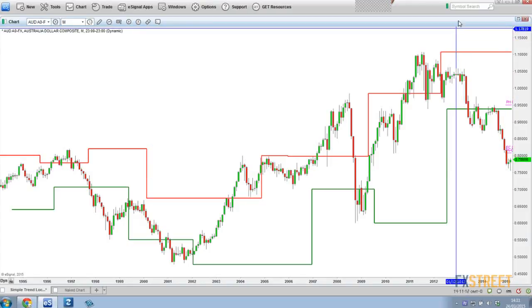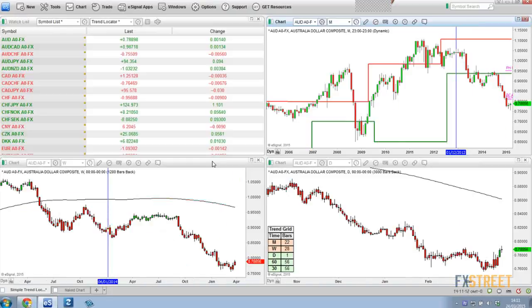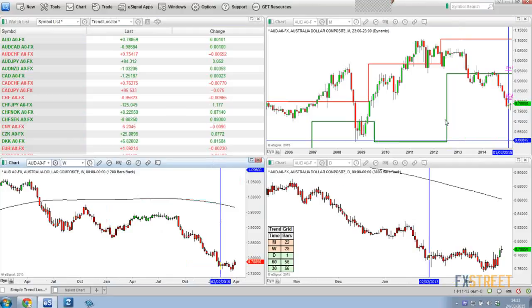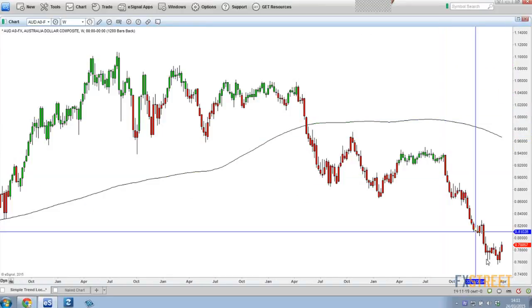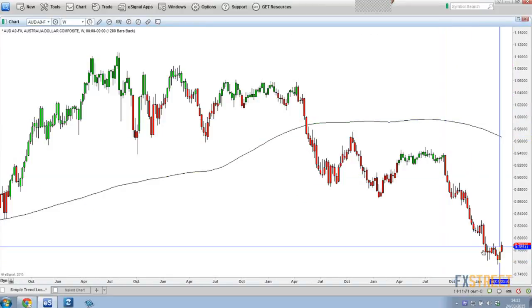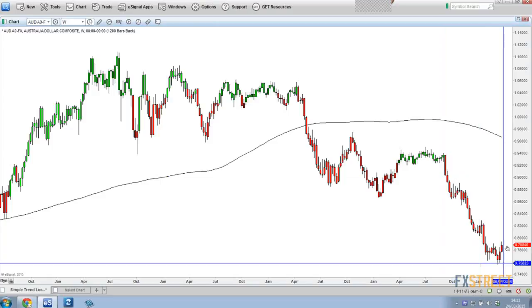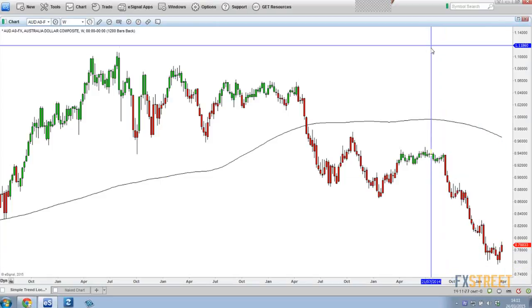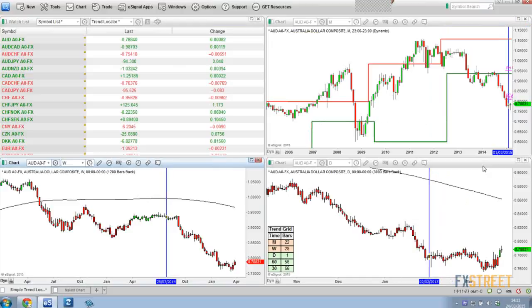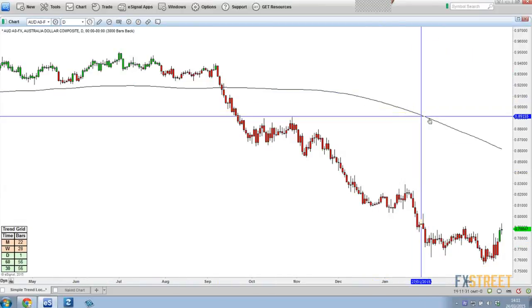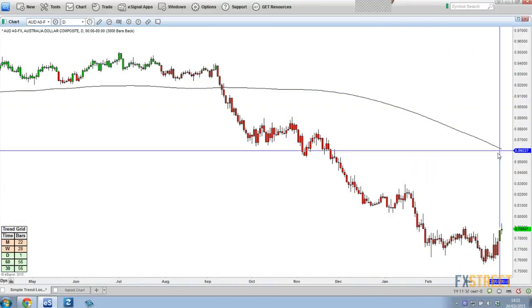If I go to the weekly time frame, we can see that we're trading below the weekly 200 moving average. And we've got the red trend filter in play, suggesting further weakness. All we're going through at the moment is an area of consolidation. What we want is a breakout to the downside. If we go to the daily time frame, we're trading below the daily 200 moving average. And we've got the red trend filter in play.